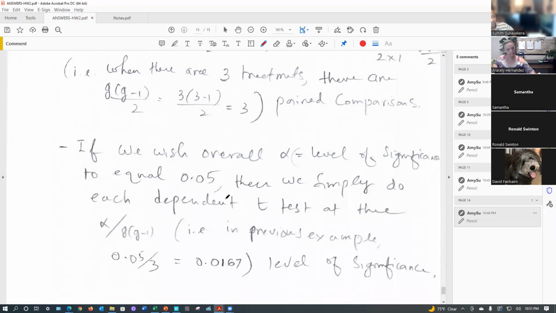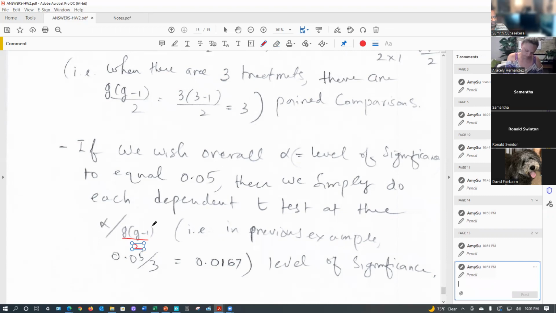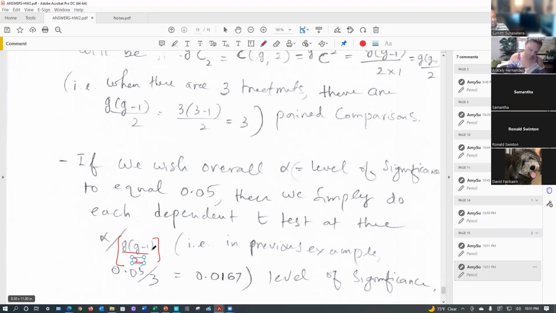If you wish your overall alpha to be 0.05, then in order to get all the pairwise comparisons together, you're going to do some kind of adjustment to your level of significance. What is the adjustment? Alpha divided by this one, okay? Oh, no, I'm sorry, 2. Each pairwise comparison will carry this alpha, not the overall alpha. In order to get the overall alpha, you split that alpha into several parts, and then put together you get alpha.